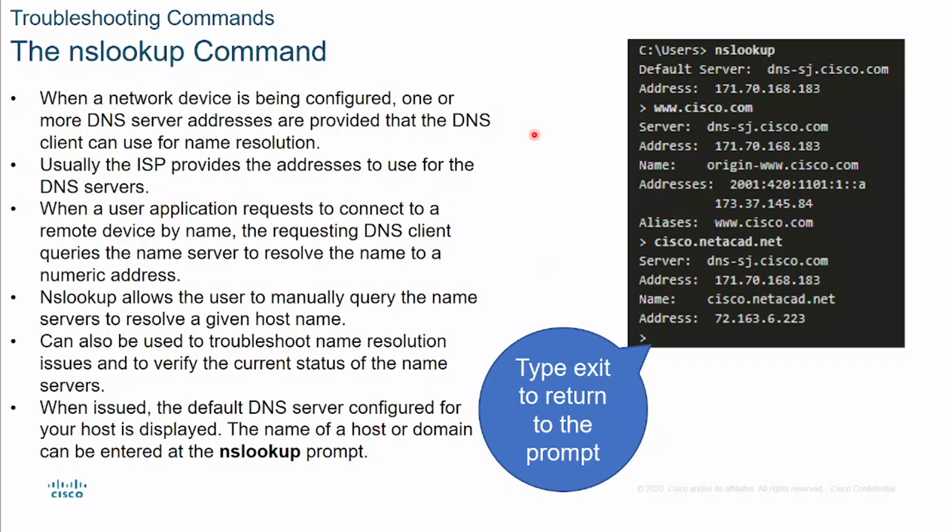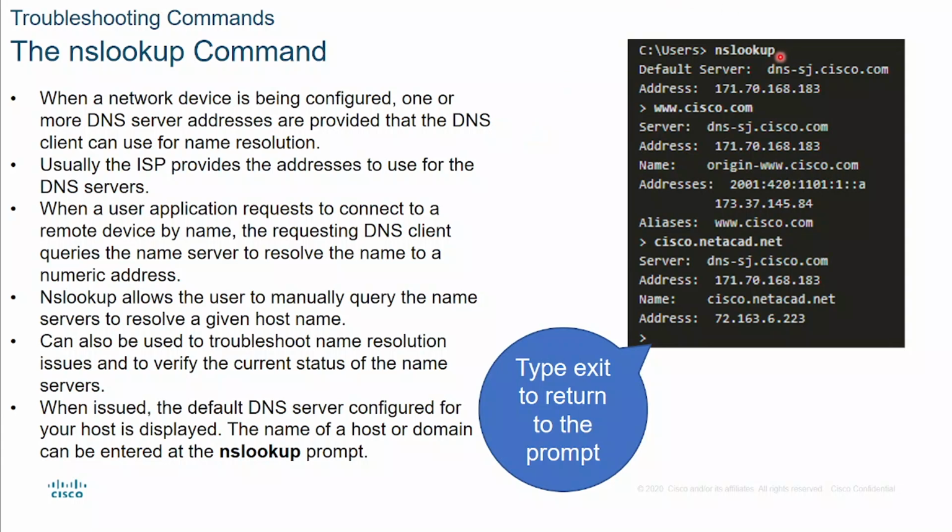When a user application requests to connect to a remote device by name, the requesting domain name server client queries the name server to resolve the name to a numeric address. All right. So nslookup allows the user to manually query the name server to resolve a given host name. It can also be used to troubleshoot name resolution issues and to verify the current status of the name server. When issued, the default domain name server configured for your host is displayed. The name of a host or domain can be entered at the nslookup prompt.